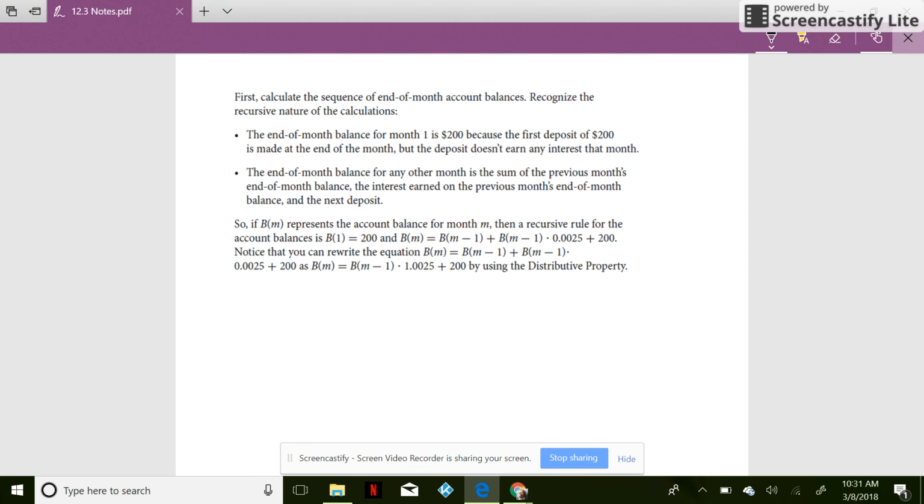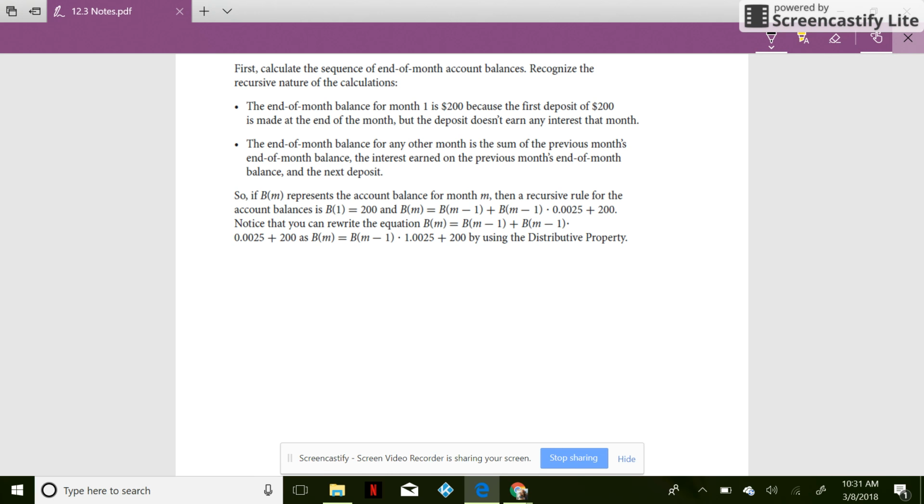First, calculate the sequence of end of month account balances. Recognize the recursive nature of the calculations. What you have this month depends on the previous month. So the end of month balance for month 1 is $200, because the first deposit of $200 is made at the end of the month, but the deposit doesn't earn any interest that month. The end of month balance for any other month is the sum of the previous month's end of month balance, the interest earned on the previous month's end of month balance, and the next deposit.